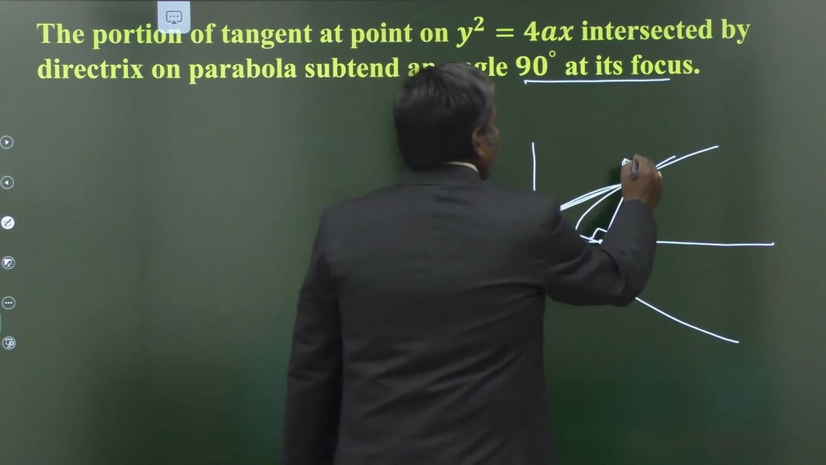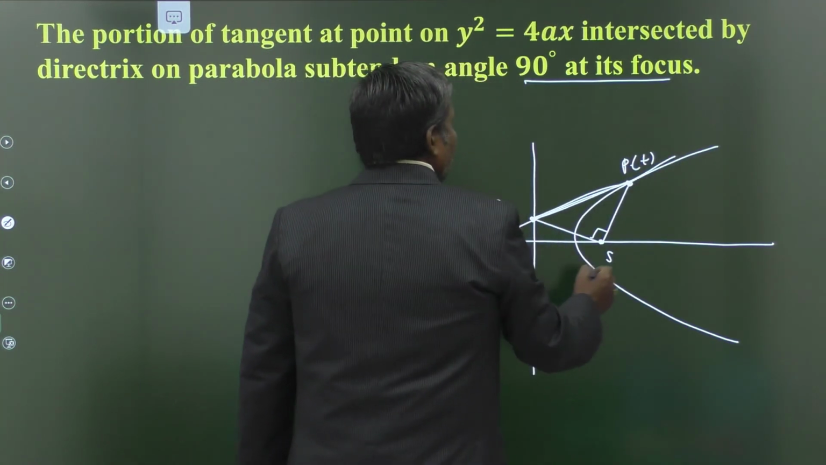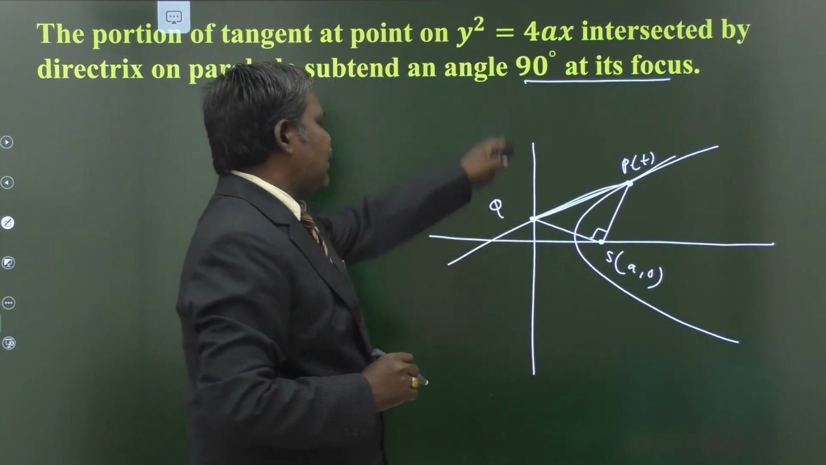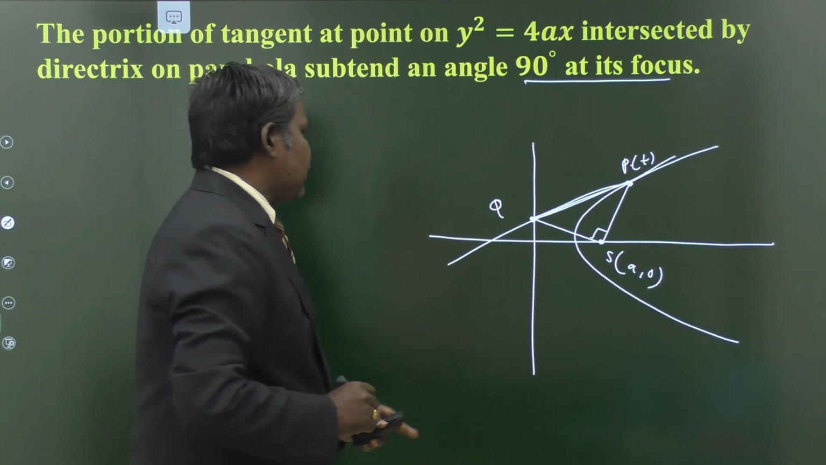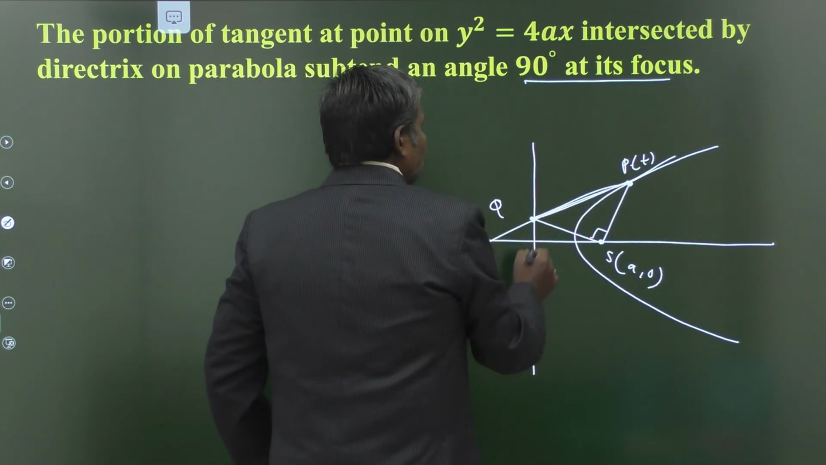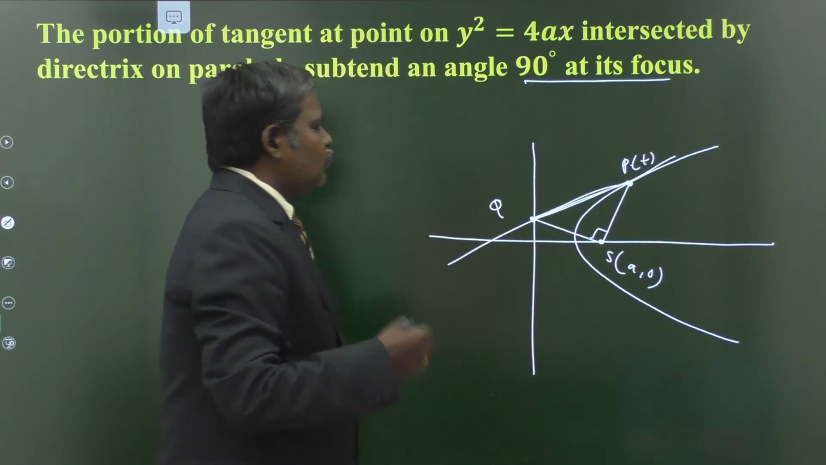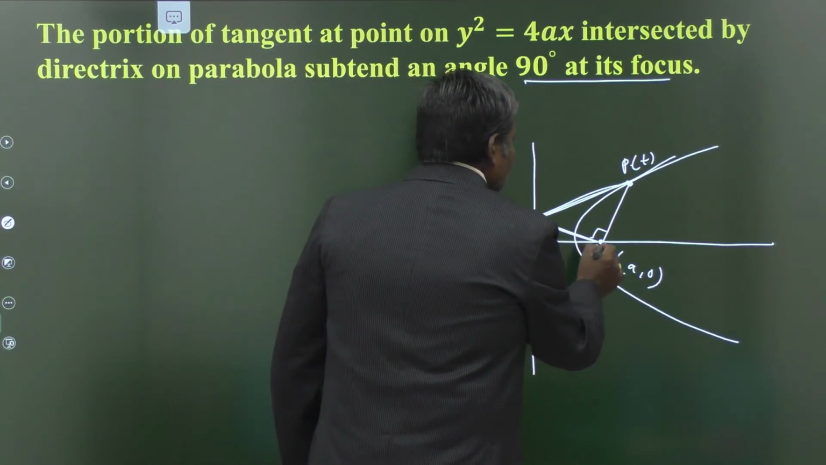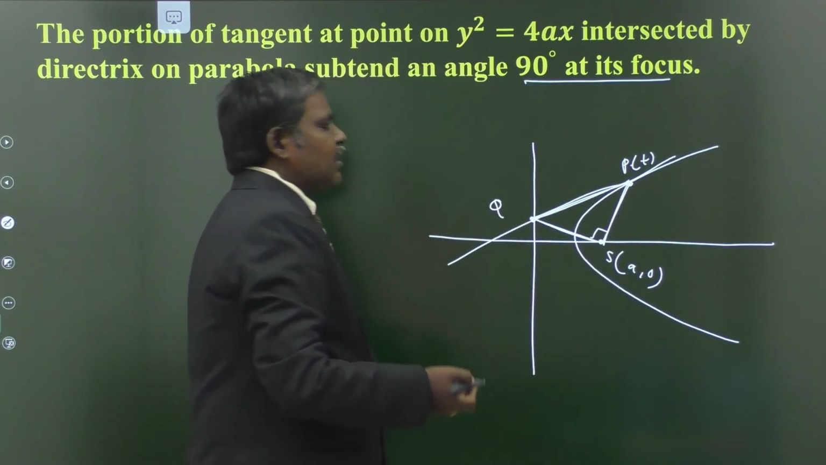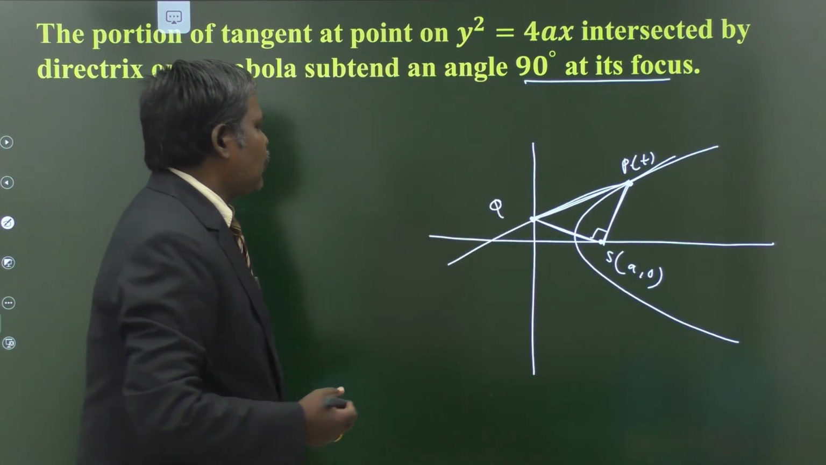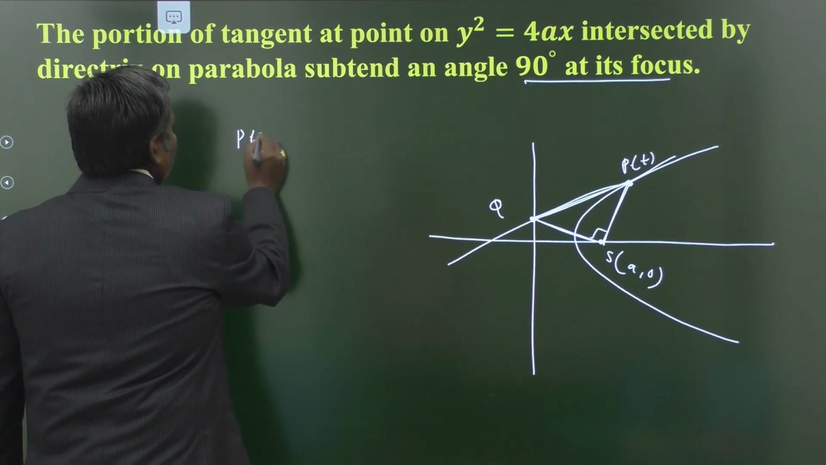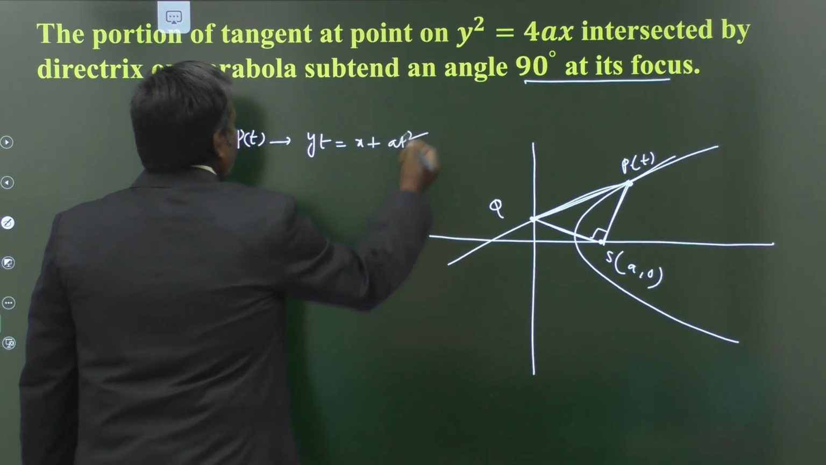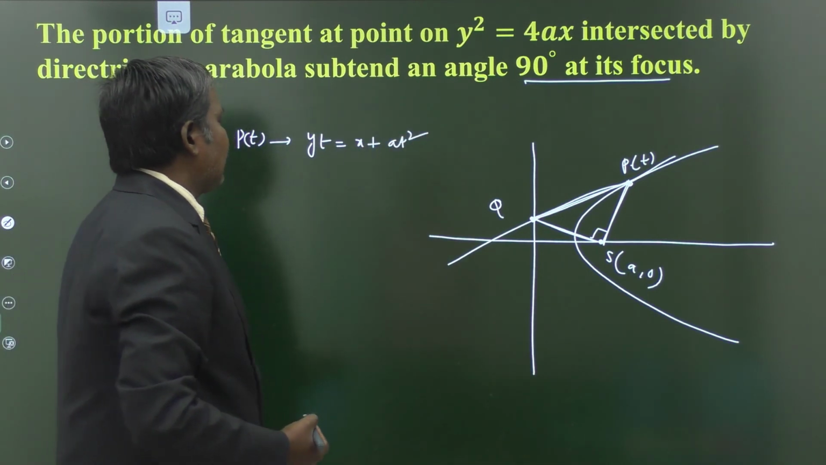So consider any point P of t on the parabola, and your focus is (a, 0). This is Q, the point of intersection of the tangent with the directrix. You can find the coordinates of Q, find the slope of PQ, and again find the slope of SQ. If you show that the product of the slopes of SQ and SP is minus 1, then your job is over. What is the tangent at P of t to the parabola? yt is equal to x plus at squared. This is the equation of the tangent at P.